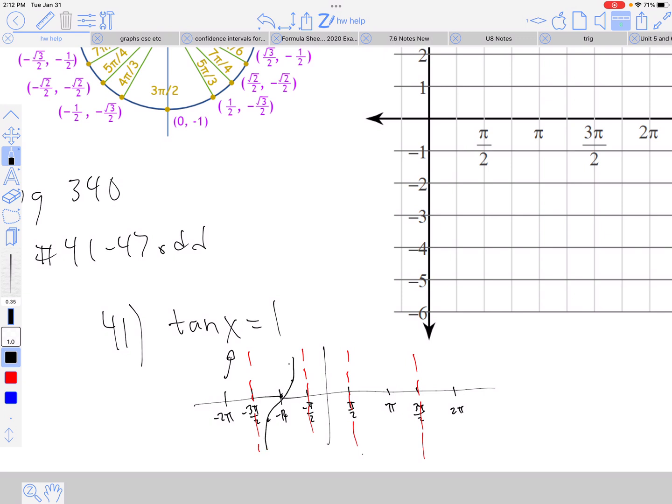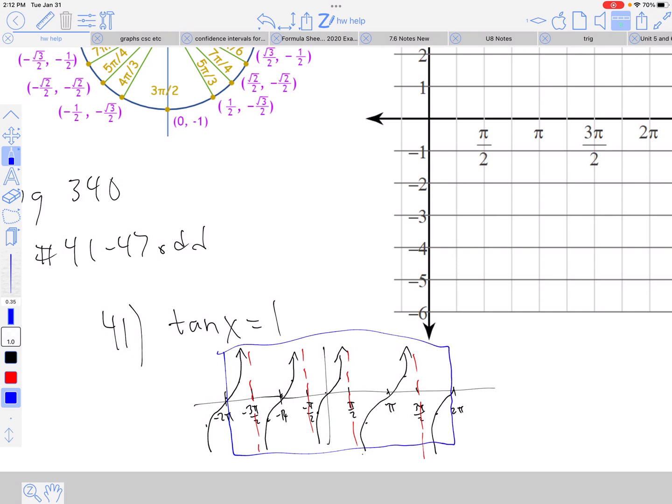So there is one of them. Negative 1 will be over here. Let's ignore that arrow. So negative 1, 0, 1. In here, negative 1, 0, 1. Okay, negative 1, 0, 1. And negative 1, 0. Okay, so we're only allowed to look from negative 2 pi to 2 pi. So when are we going to see 1? We're going to see it 1, 2, 3, 4 times.